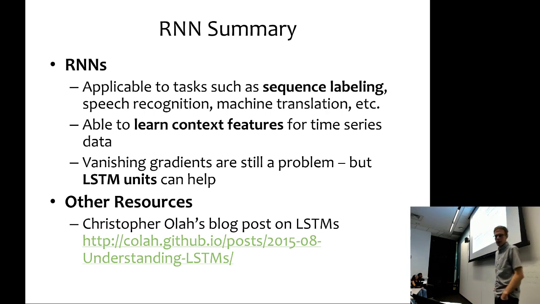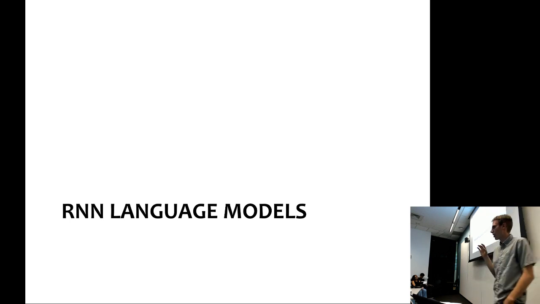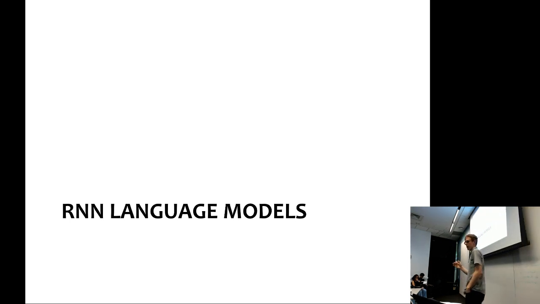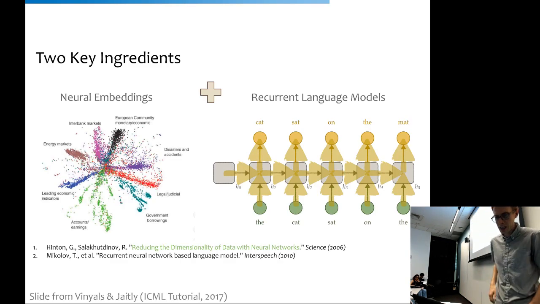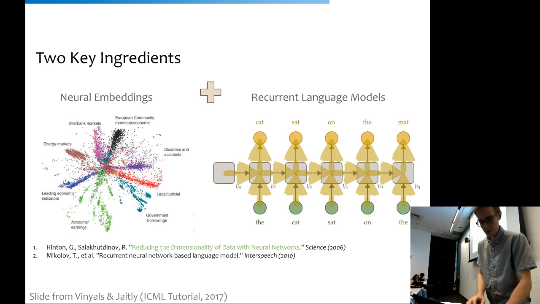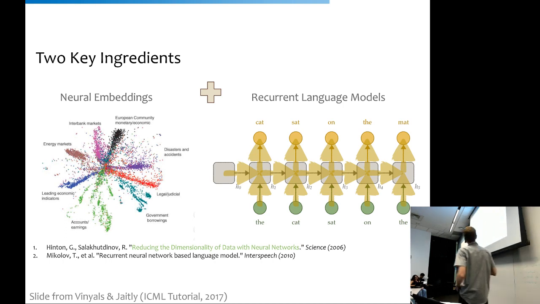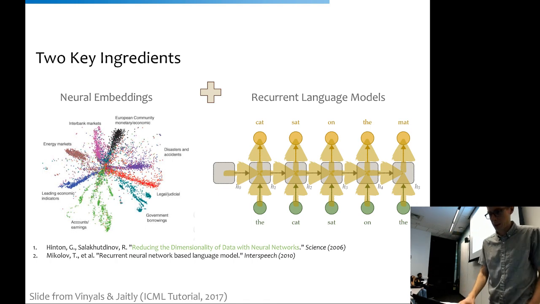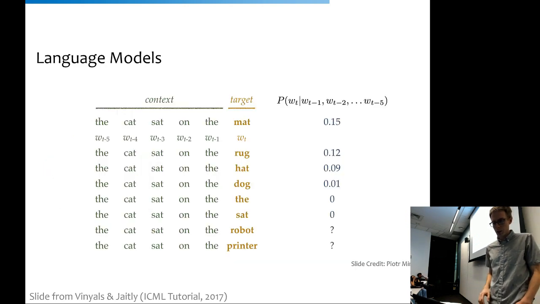Okay, so essentially RNNs form this powerful tool for working with sequence data. And what I want to talk about now is applying them to a particular problem, which is that of language modeling. Essentially what we're going to be thinking about here is how to take 2 really big ideas and put them together. The first is that of neural embeddings, and the second is recurrent language models.